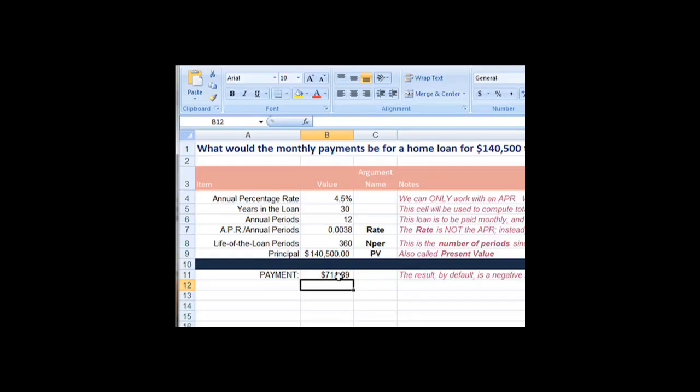Another alternative, and to get this alternative I need to get rid of my minus sign here first, is to insert the principal or present value as a negative number. One way to do that is to type it in as minus B9, which I'm going to do, and again we have a positive result.